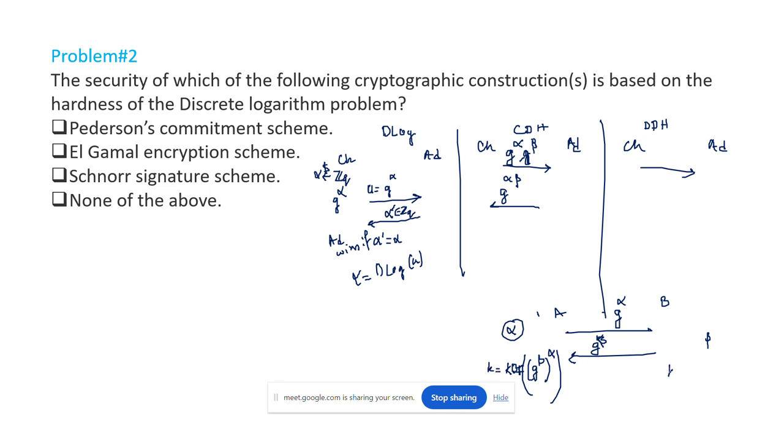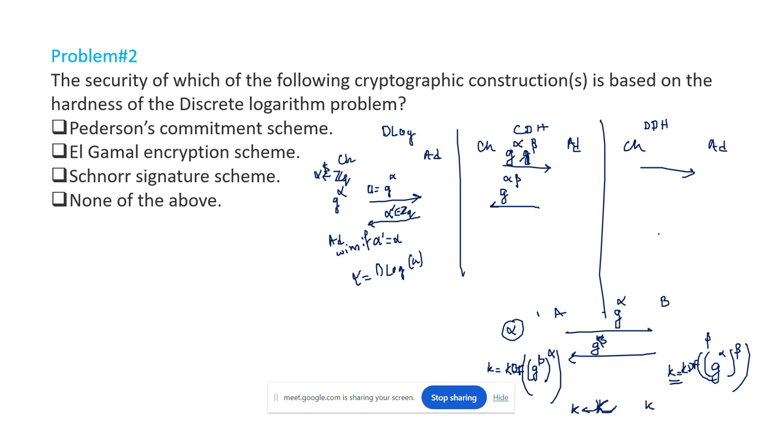B also does the same. B takes whatever it receives from A, that is g to the power alpha, raises it to the power of its own secret beta and applies the KDF. The security of the key exchange mechanism is that an adversary should not be able to distinguish between a uniform random key from the key space and the key actually generated from the key exchange mechanism.